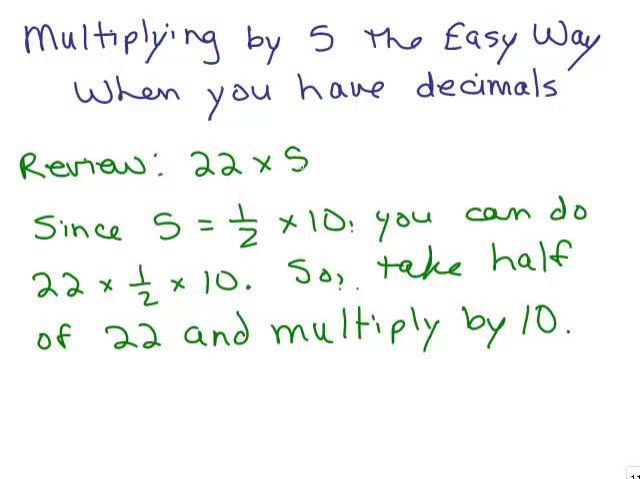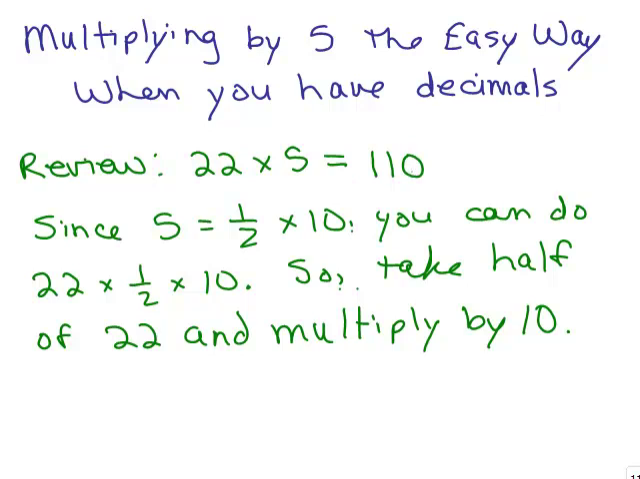If you're doing 22 times 5, note that 5 just means 1/2 times 10. So instead of doing 22 times 5, we could do 22 times 1/2 times 10, which means just take half of 22 and multiply by 10. You don't want to have to write all that down. 22 times 5, you just take half of 22, which is 11, and multiplying by 10 means you just add a 0 to the end. That works with whole numbers when you multiply by 10.